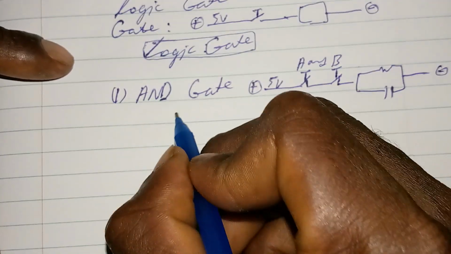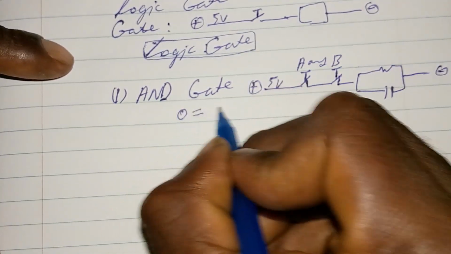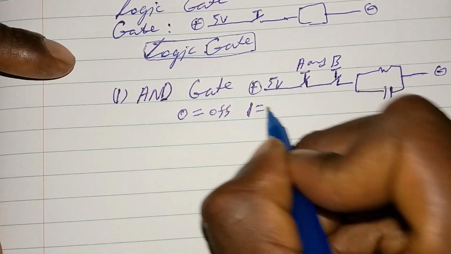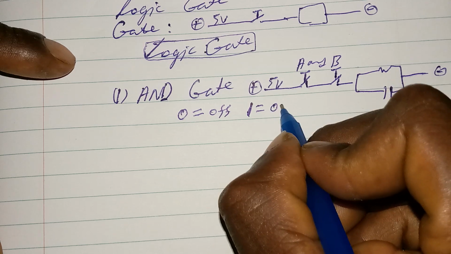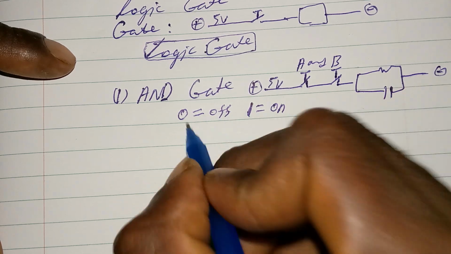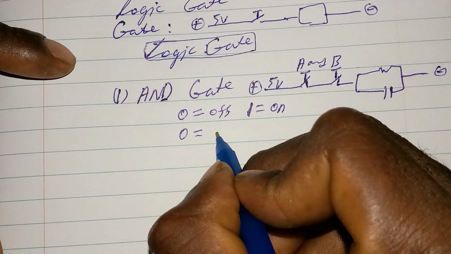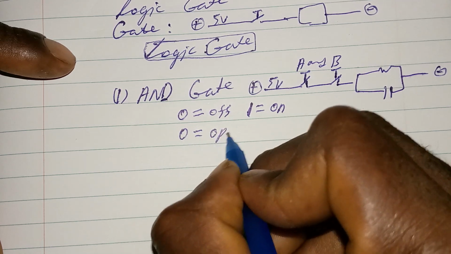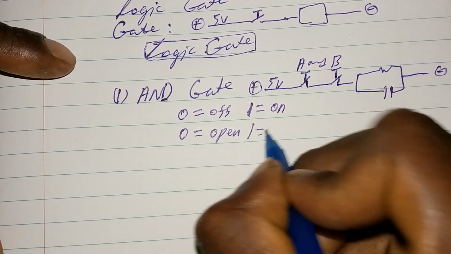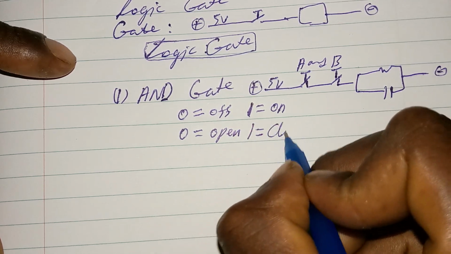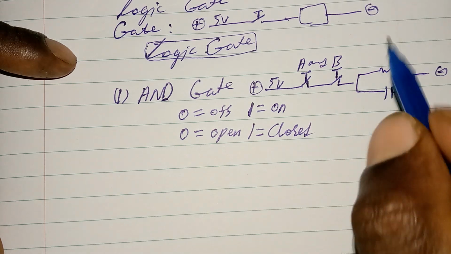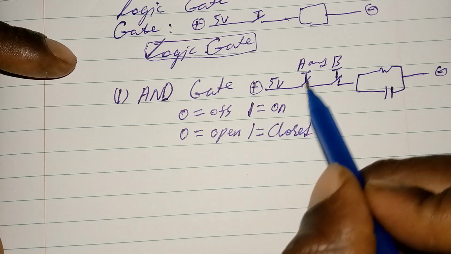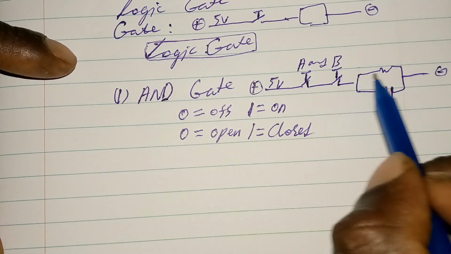In electronics, when we talk about 0, we mean off. When we also talk about 1, meaning it is on. It is the same thing, 0 here is open, and 1 here is closed, because when the switch is open, no current flows to the circuit, so there is no output.